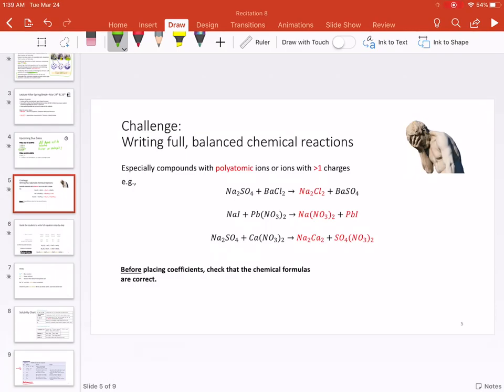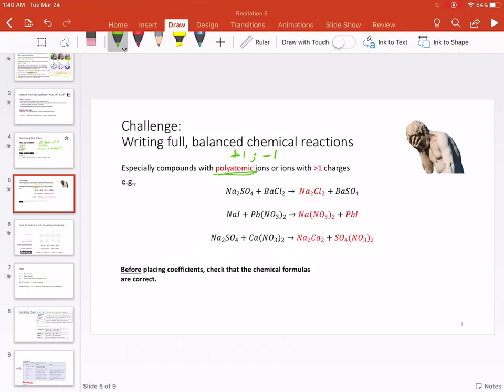Briefly, the challenge in this case is writing a full and balanced chemical equation. Why is that? Well, because it's easy when you are dealing with a cation or an anion that has either a +1 or a -1 charge. But what happens when we are dealing with any kind of polyatomic ion that has a charge different from -1 or +1? Then it becomes a little bit harder to understand.